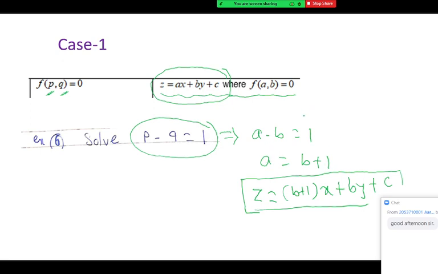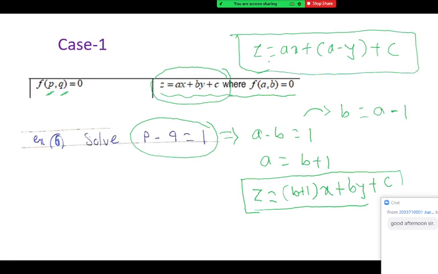If some other student gets the value of b in terms of a, like b is equal to a minus 1, and suppose he writes the answer as z equal to ax plus a minus 1 y plus c, that is also correct. So z equal to ax plus (a minus 1)y plus c. This is also the correct answer. So you can write any one of the answers.